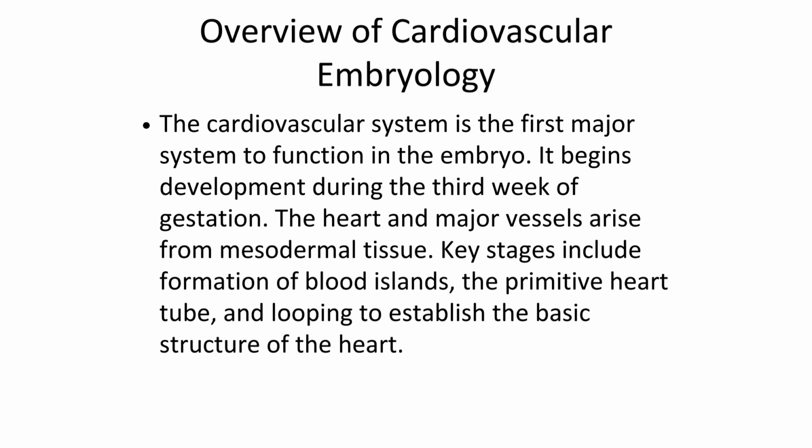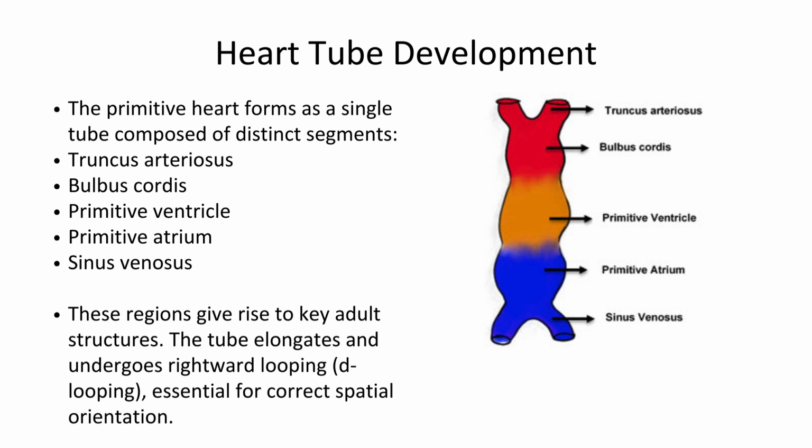These early events, formation, fusion, and looping, are all tightly regulated, and even small disruptions can lead to major congenital defects. So this topic not only helps you understand physiology, but also connects directly to clinical pathology questions you'll see on Step 1. Now, let's break down the structure of the primitive heart tube.